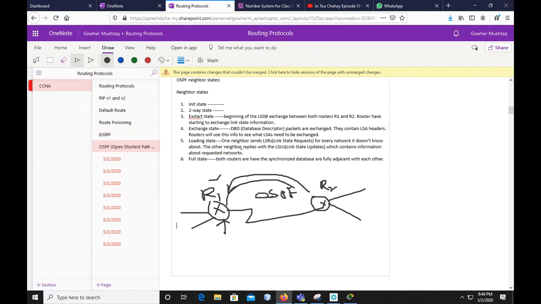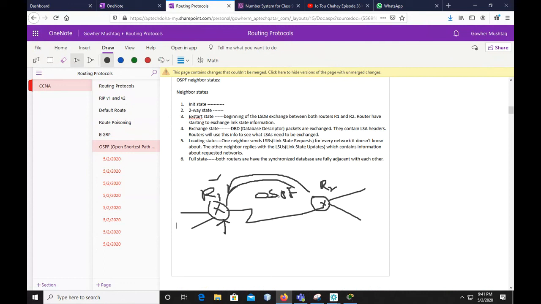Yes. Loading state. After that, the neighbor sends link state requests, called LSRs, for every network it does not know. Now he wants to gather information from other neighboring routers, so it sends LSRs for every network, because R1 currently has only information about its own networks. The other neighbor replies with LSU.